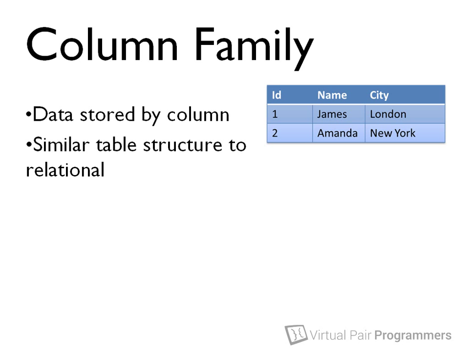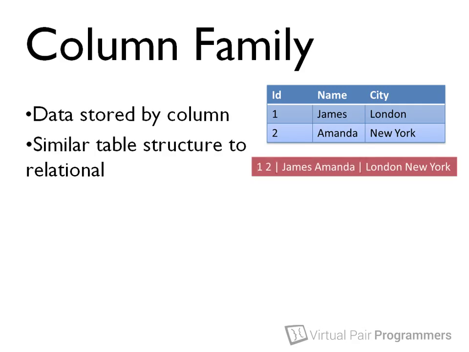What that means is if you had a table something like this, physically on disk, the data would be stored something like this. Now, I am being very oversimplistic here, but I hope it gives you the idea. The data for the columns is stored together, whereas in a traditional relational database, the data is stored by row.